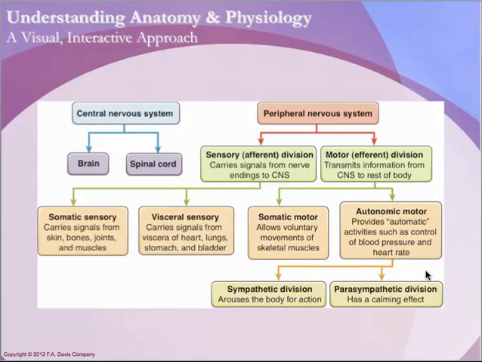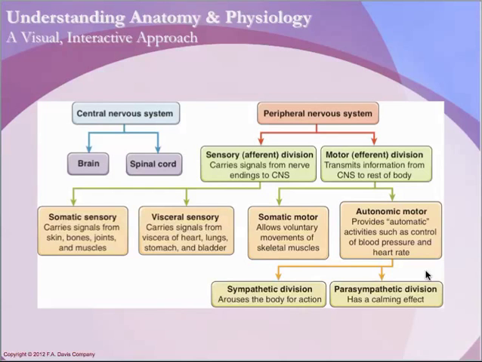So the sensory division takes stimuli to the central nervous system. Then the motor neurons, or the motor division, brings that information back to the rest of the body and tells the body what to do with it. Within the sensory division, we have the somatic sensory and the visceral sensory. The somatic sensory carries signals from skin, bones, joints, and muscles. And the visceral sensory carries signals from the viscera of the heart, lungs, stomach, and the bladder. So more kind of internal.